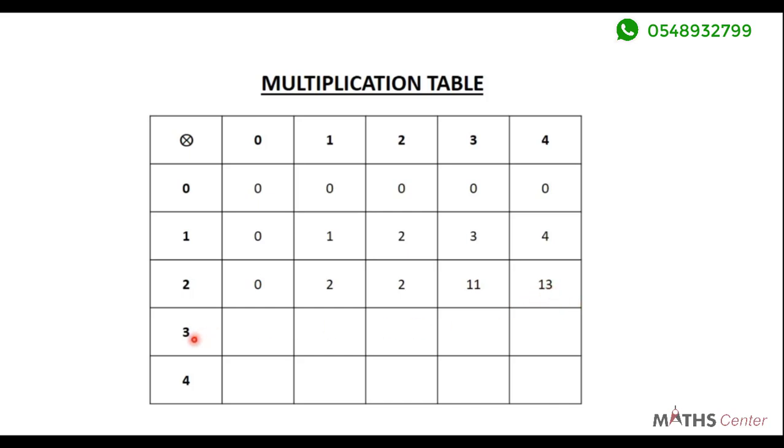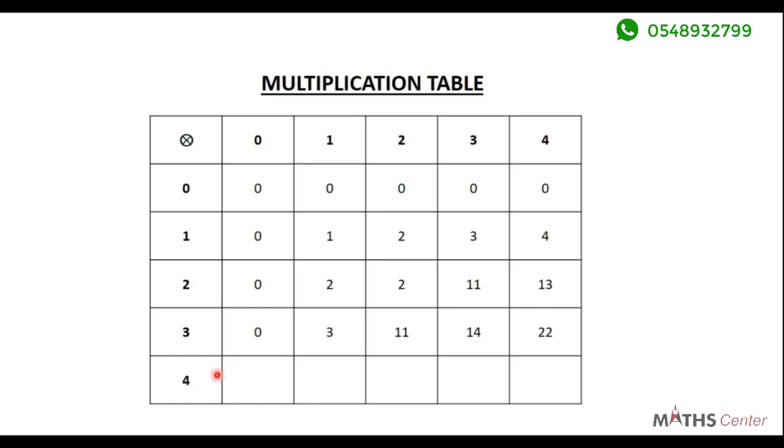We come here. We have 3 times 0, which is 0. 3 times 1 is 3. 3 times 2 is 6. 6 in base 5 is 1 remainder 1. 3 times 3 will give us 9. 9 in base 5 is 1 remainder 4. Then 3 times 4 will give us 12. 12 in base 5 is 2 remainder 2. So you have that there.